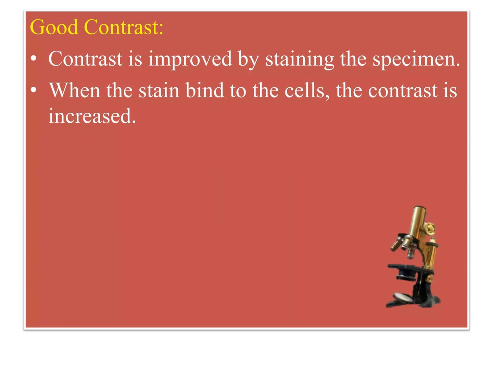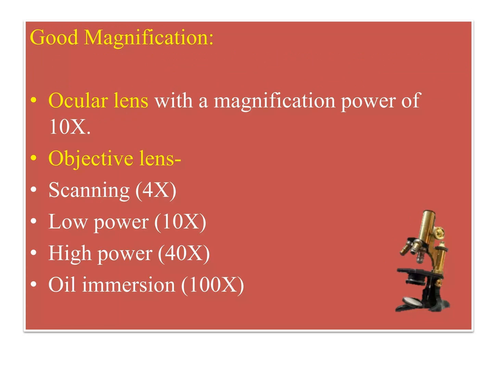Good contrast. Contrast is improved by staining the specimen. When the stain binds to the cell, the contrast is increased. Good magnification. Magnification power of 10x means that the object appears 10 times larger than its normal size.